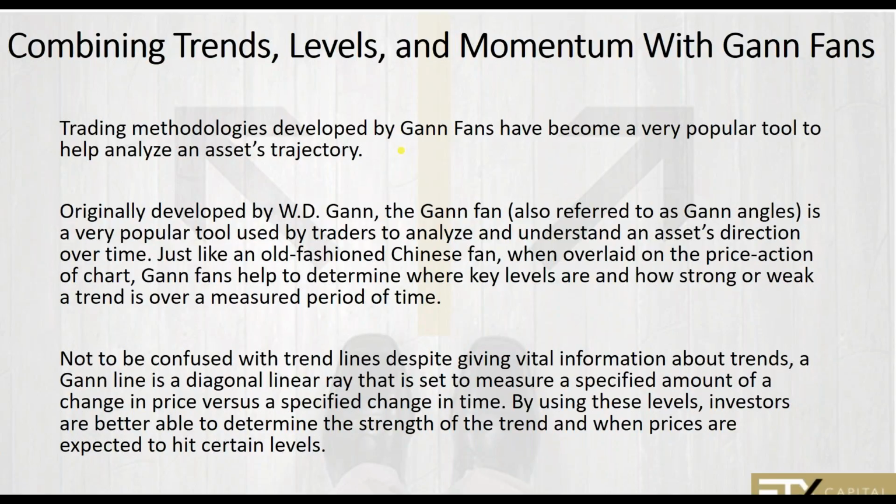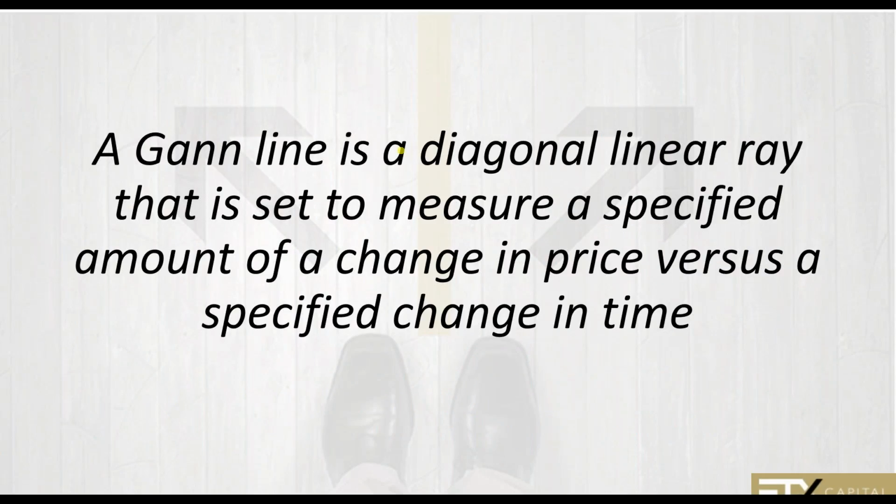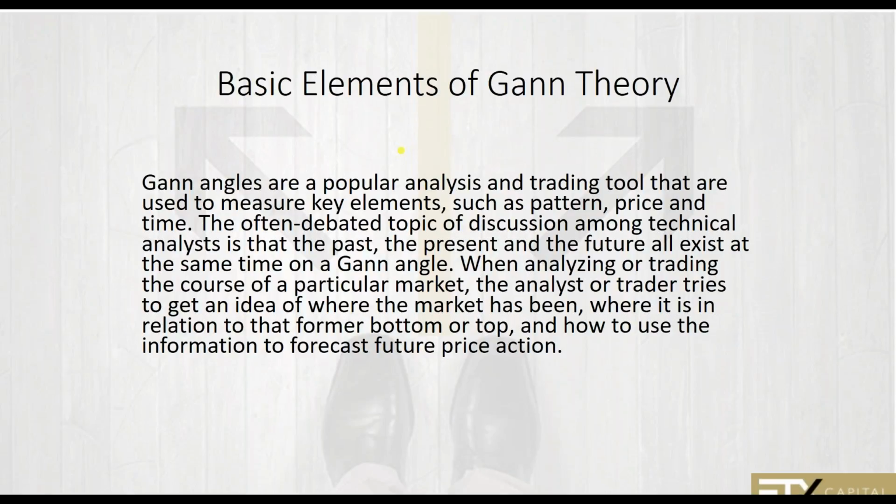By using these levels, investors are better able to determine the strength of the trend and when prices are expected to hit a certain level. A Gann line is a diagonal linear array that is set to measure a specified amount of change in price and specified change in time. Gann angles are very popular analysis and trading tools that are used to measure key elements.